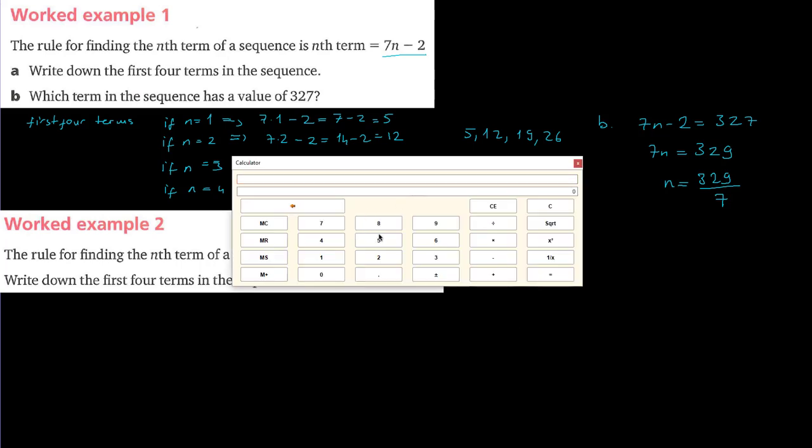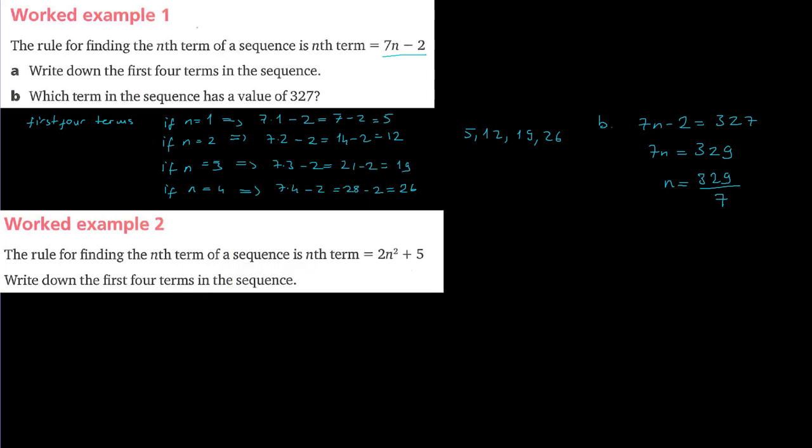Here there is a calculator: 329 divided by 7 is equal to 47. So the answer is 47. Okay, we are going to do the same thing for this one, and we are going to find 2n squared plus 5.